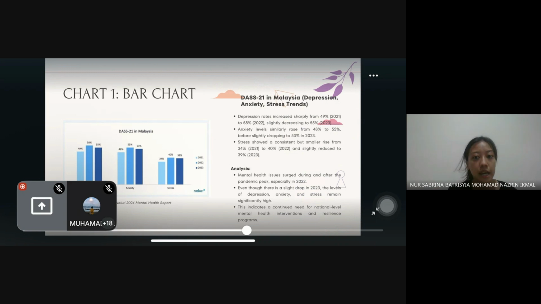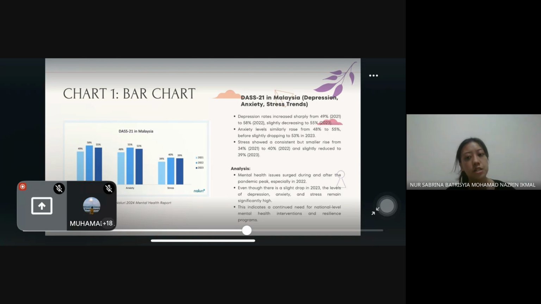Now let's take a closer look at the data from 2021 to 2023. Here, the depression rates rose sharply from 49% in 2021 to 58% in 2022, then slightly decreased to 55% in 2023. Anxiety levels followed a similar pattern, rising from 48% to 55% and then slightly dropping to 53%. And lastly, stress levels showed a steady increase from 34% in 2021 to 40% in 2022, with a small decline to 39% in 2023. So what does this data tell us?